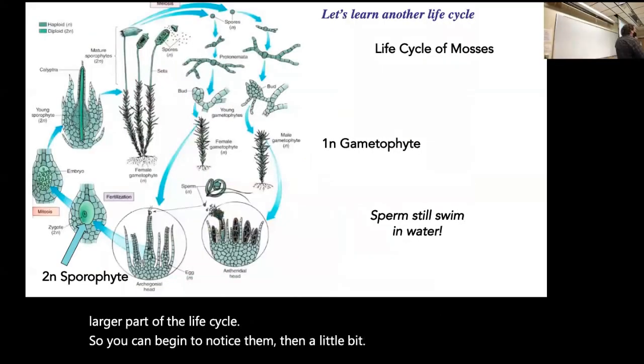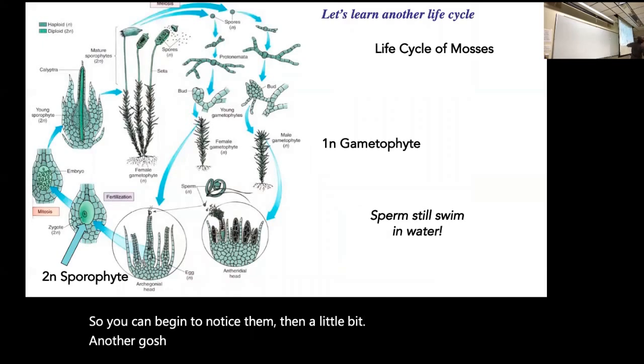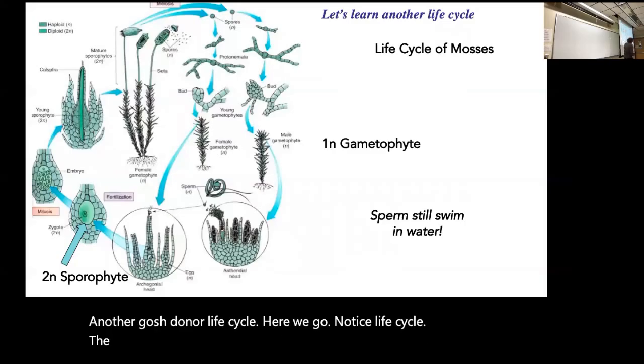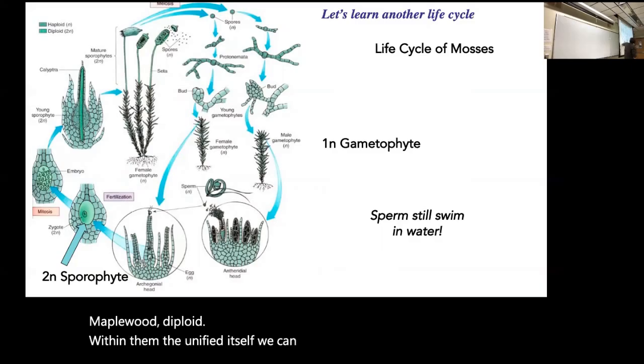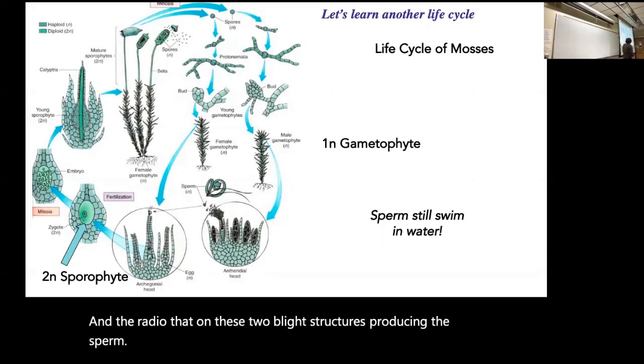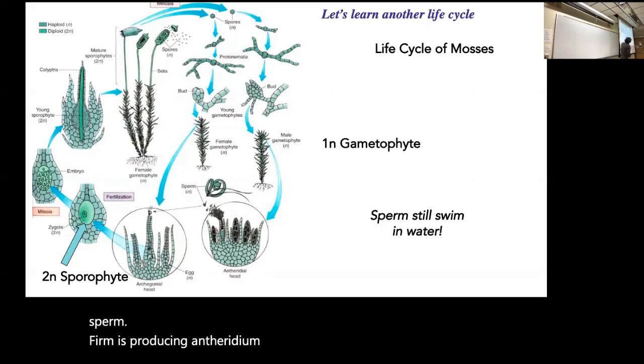Another life cycle. Here we go. Notice life cycle. Gametophyte, sporophyte, gametophyte, sporophyte, haploid, diploid. Within the gametophyte itself, we can see an archegonia, key structure. Inside the archegonium is an egg. We also find structures known as antheridia. Antheridia are these tube-like structures producing sperm. Sperm is produced in the antheridium. Eggs are produced in the archegonium.